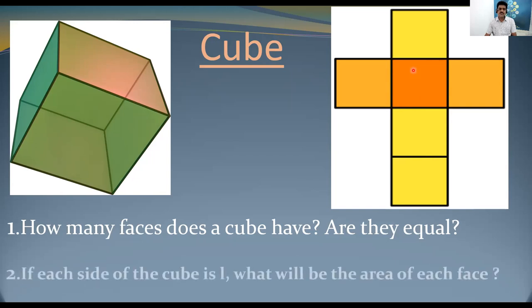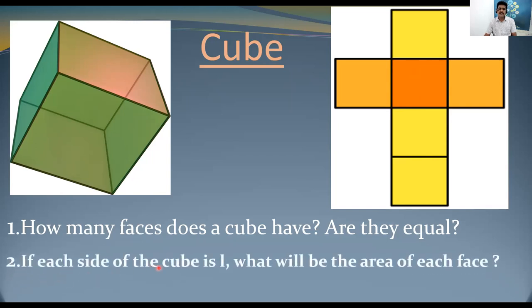Let us go for the next question. If each side of the cube is L, this is L, small L. Don't think that this is 1, this is L. What will be the area of each face? If each side of the cube is L, what will be the area of each face? See, this is a face. For example, this side is L. This side is L. This side is L. This side is L. That means all the sides are same.